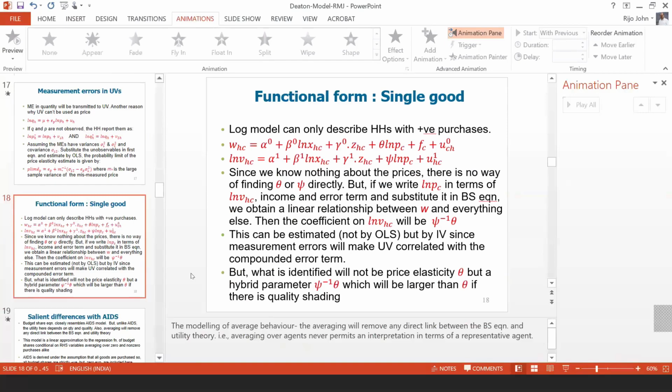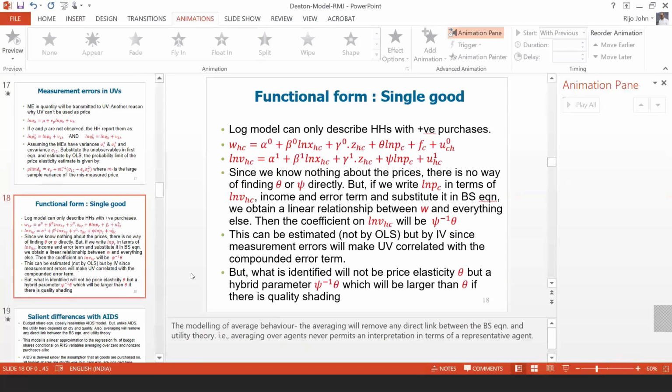Now, this can be estimated not by Euler's but by IV, since measurement errors will make unit values correlated with the compounded error term. But what is identified will not be price elasticity theta. In fact, theta is really not price elasticity here, because what we have on the left-hand side is budget share. So once we are able to identify theta, we can work out the price elasticities for quantities.